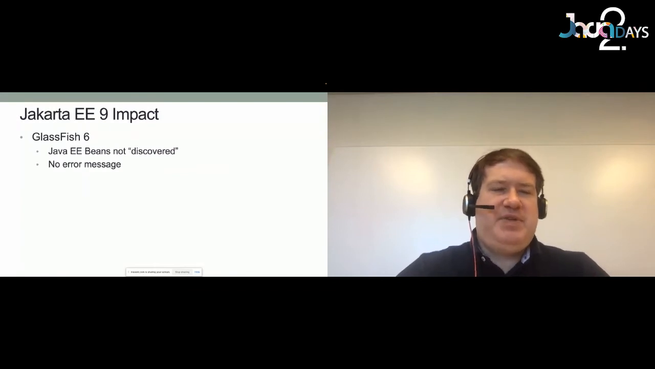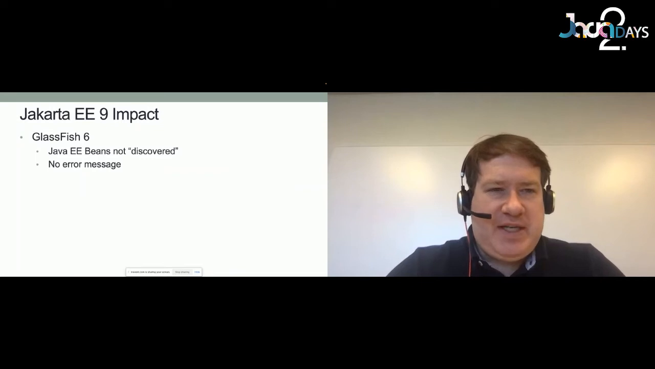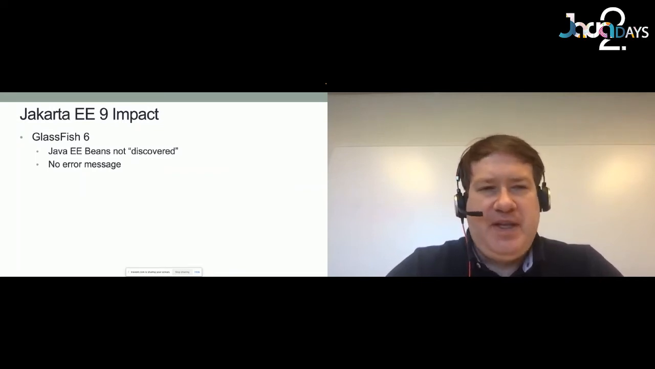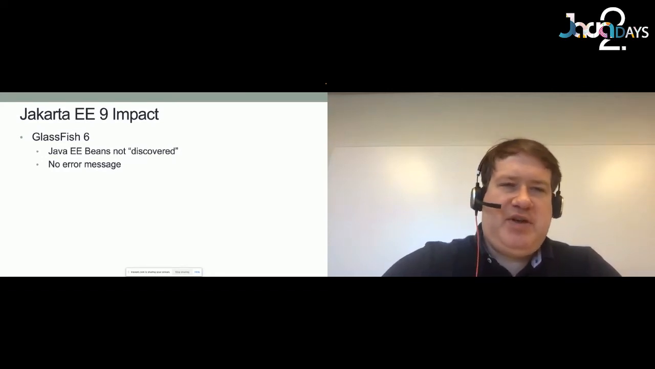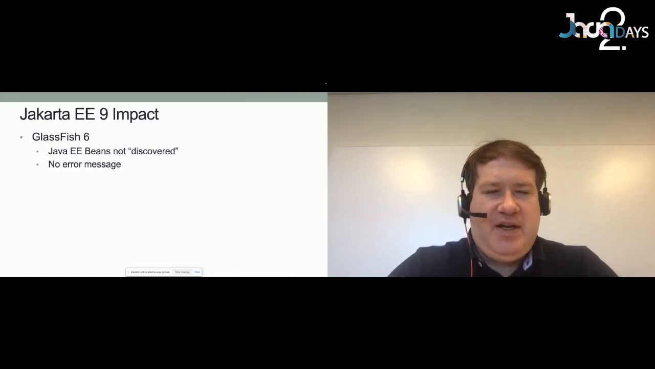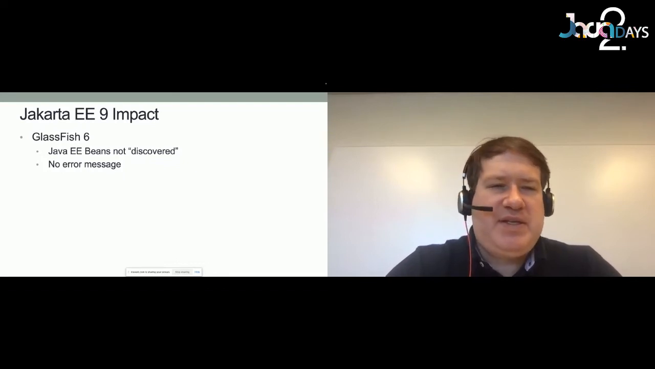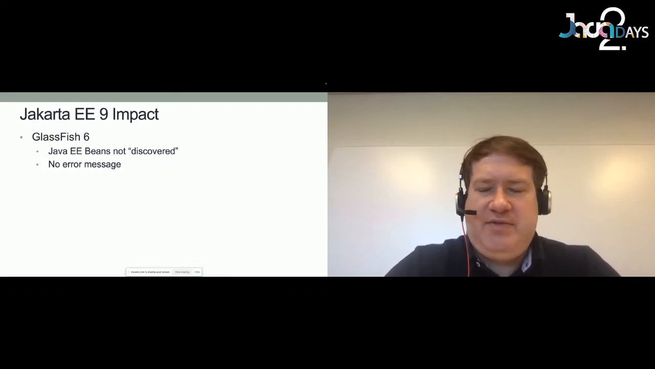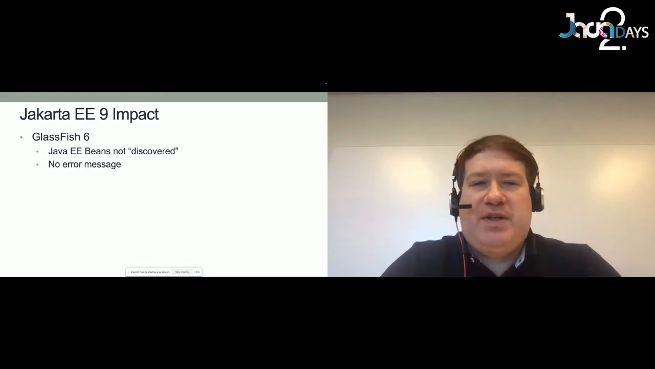So what happens if you take some code and try to run it in Glassfish 6, which is the EE9 implementation? When I took a Java Jakarta EE8 application and dropped it into Glassfish 6, the application deployed, but it didn't quite work correctly. None of my beans were discovered. There was no error message that anything had gone wrong, that it couldn't find the code. It was a really simple application, but the application didn't actually work.